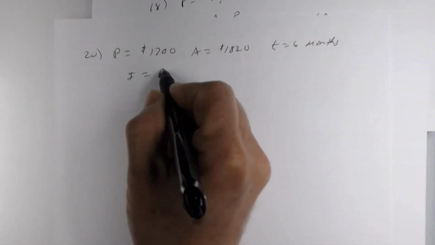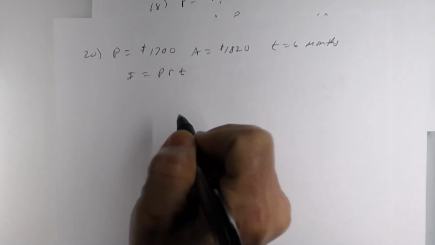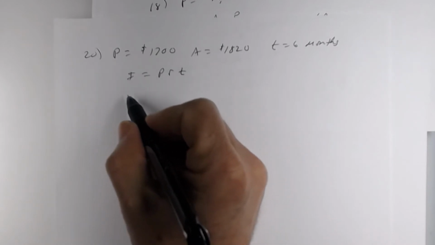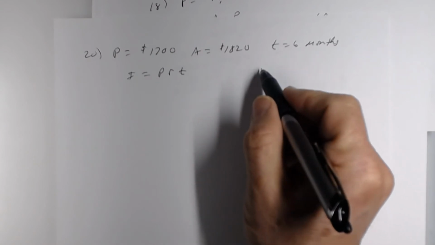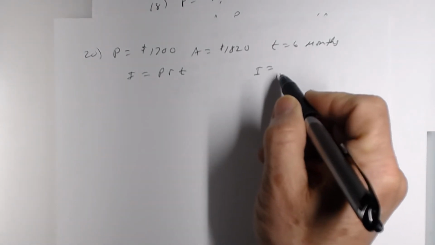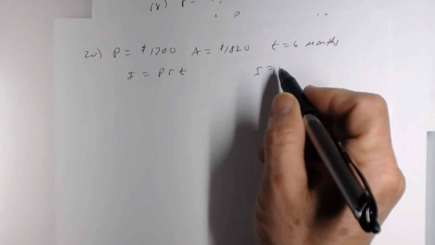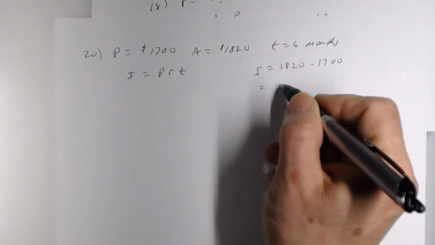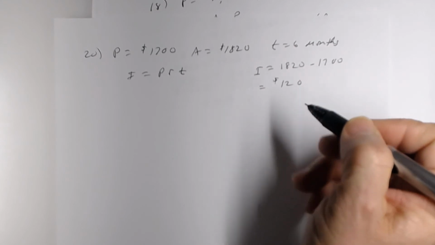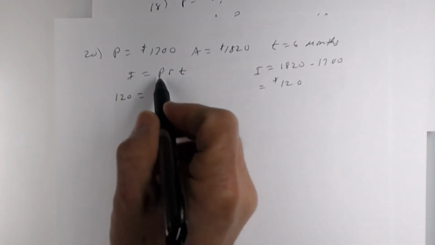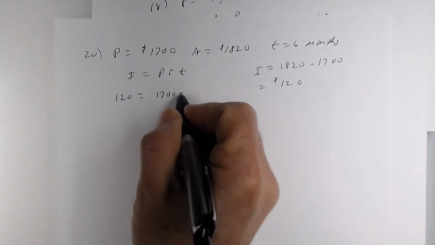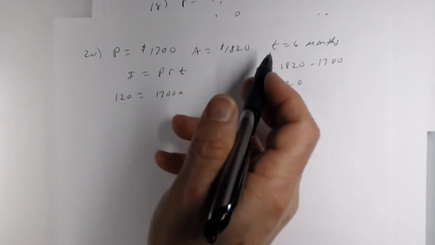So interest equals principal times rate times time. What's the interest in this case? How do you find the interest? Yes, you're going to say 1820 minus $1,700, and you'll get something like $120. So that goes here, $120 equals, what's the principal, what's the present value? 1,700 times the rate, which is what I'm trying to find, times the time, which is 6 months.